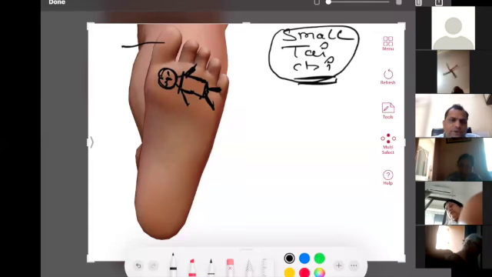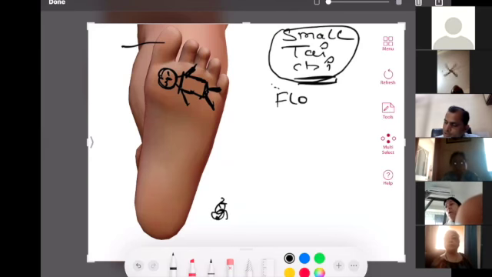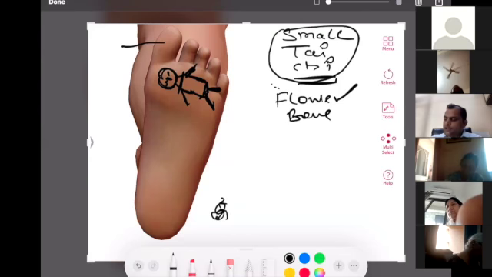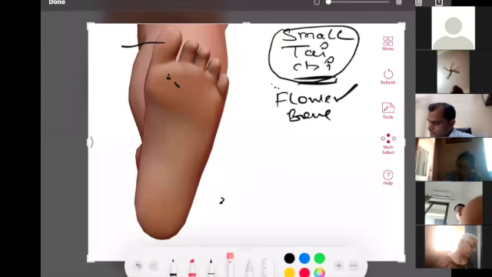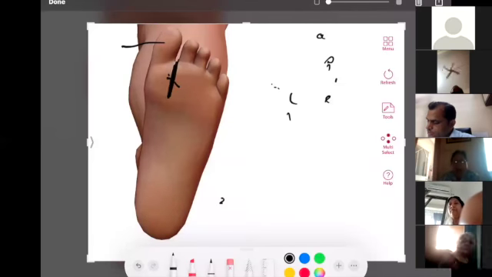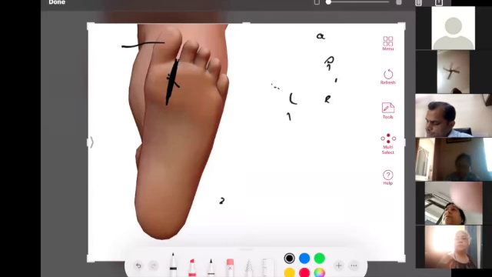And just by using these few points, we can treat a complete body. Master Tung has given the name of this part small Tai Chi and flower bone. Master Tung has given the name flower bone to these points. So as per this example, if we draw a line between the first and second toe, and a second line between the second and third toe, we can draw four lines in this way.